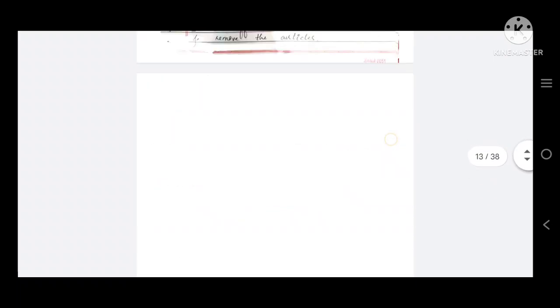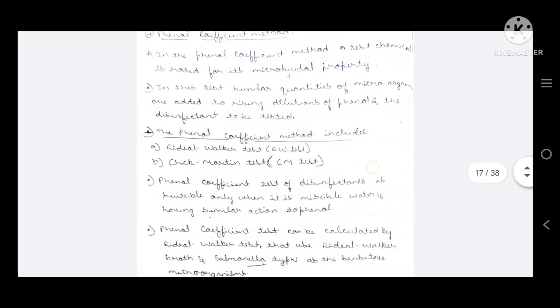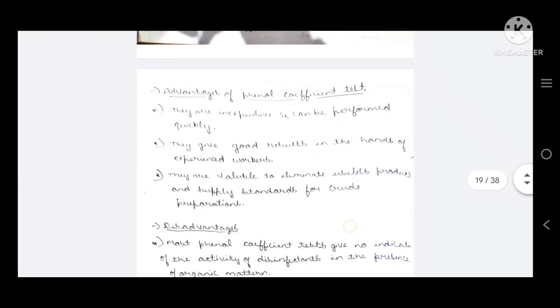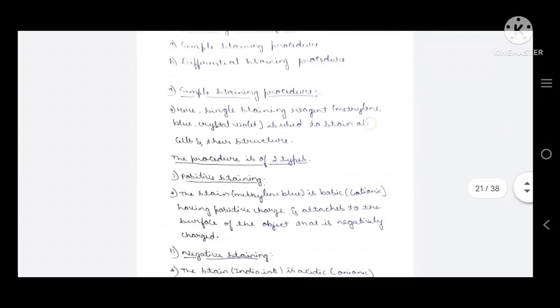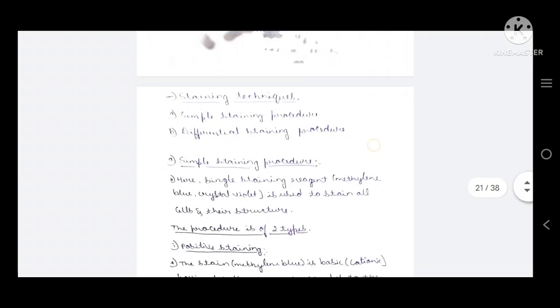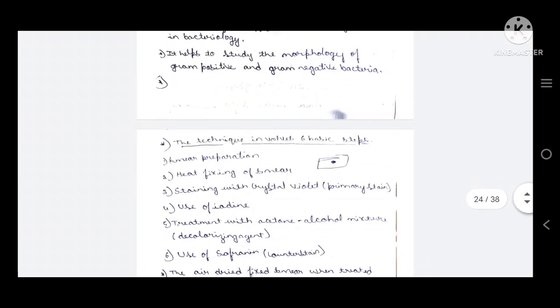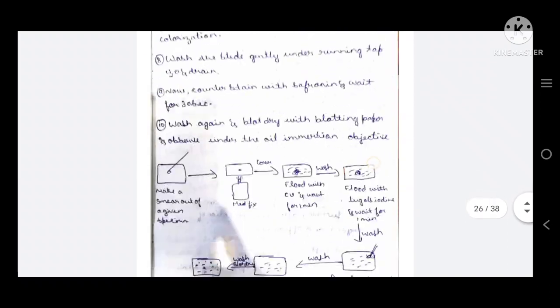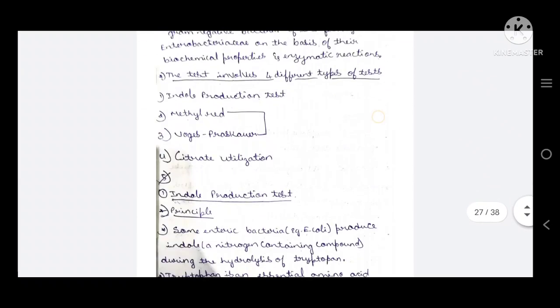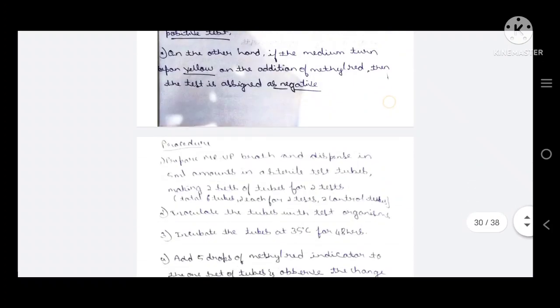These all are 10 marks. Some questions are selected. All questions are for 10 marks, and I will add this in the description. Evaluation of antimicrobial agent is a very important one. And phenol coefficient method, you have to write this compulsorily. Advantages of phenol coefficient test. Then staining techniques, this is the answer for the identification of the bacteria. Gram stain: first you have to write simple staining, then complex staining. In complex staining, gram staining of bacteria, positive and negative. In the big test for 10 marks you have to write all this.